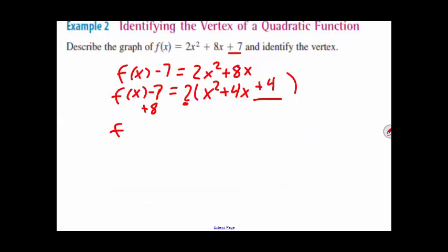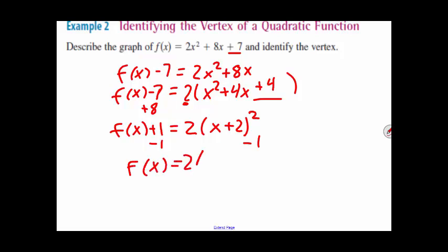So that gives us f(x) plus 1 equals. Now we can factor this. We've got our stretch factor of 2. Two numbers that multiply to give 4 but add up to 4 are 2 and 2. So it's (x plus 2) squared. Last step, subtract 1 from both sides. Now we can easily see the vertex.